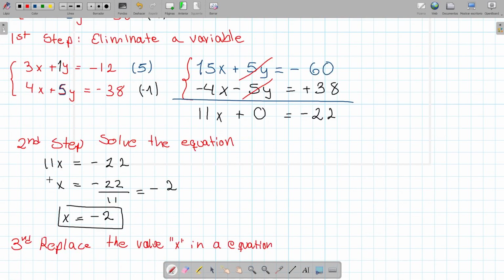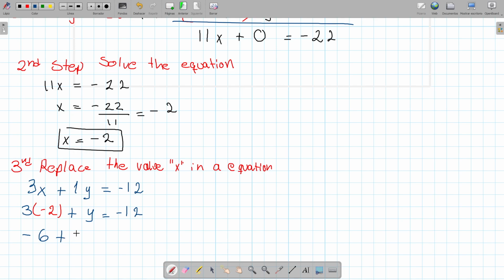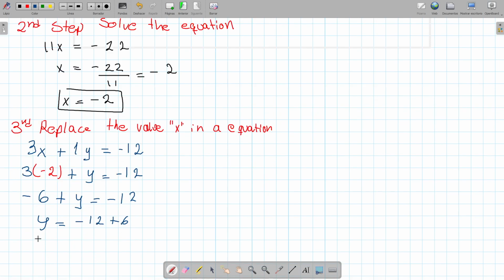So we have 3x plus 1 times y equals minus 12. And instead of writing x, I will write minus 2. So we have 3 times minus 2 plus y equals minus 12. 3 times minus 2 is minus 6. Minus 12, this will go to the other side, so we have minus 12 plus 6. The answer will be minus 6.